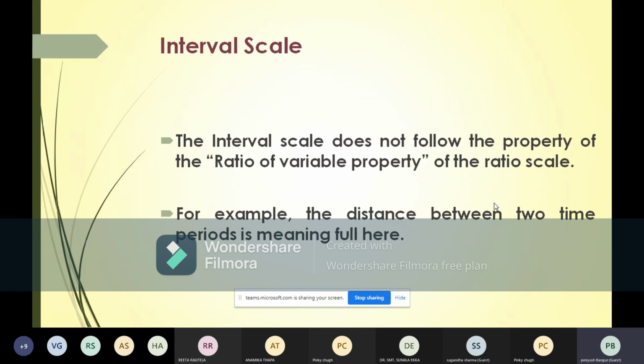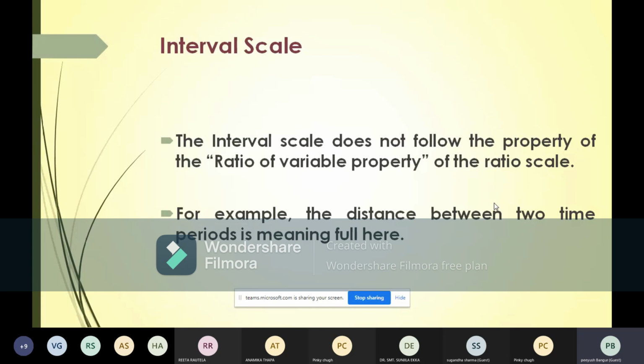For example, the distance between two time periods is meaningful here. Again, I am saying 2016 data, 2017 data, 2018 data. There is some fixed distance in the data. So when it comes to the interval scale, the ratio-of-variables property does not hold.